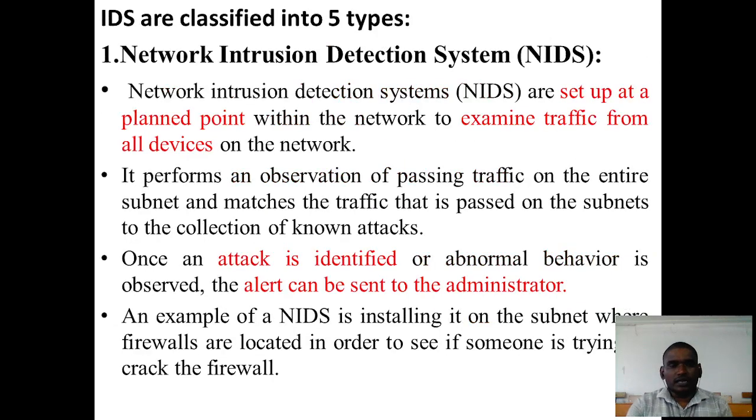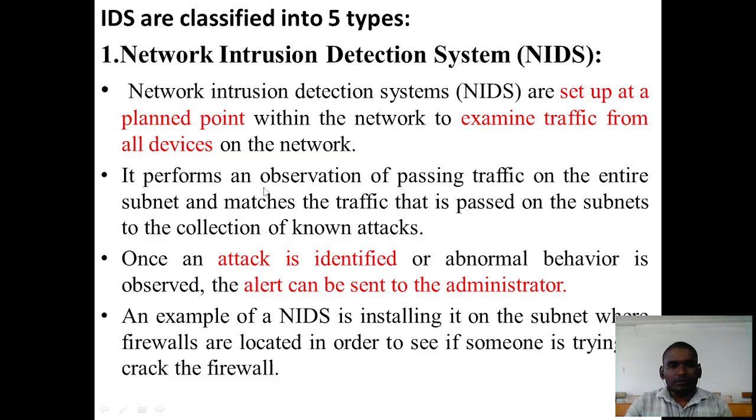Okay, so here IDS are classified into 5 types. The first type is network intrusion detection systems. A network intrusion detection system is nothing but a piece of software installed at one network point. Network intrusion detection systems are set up at a planned point within the network to examine traffic from all devices on the network. In the network it is installed in any one place. So if it identifies any traffic, malicious attacks, or problems, it immediately sends an alert message to the administrator. That's the purpose of NIDS.